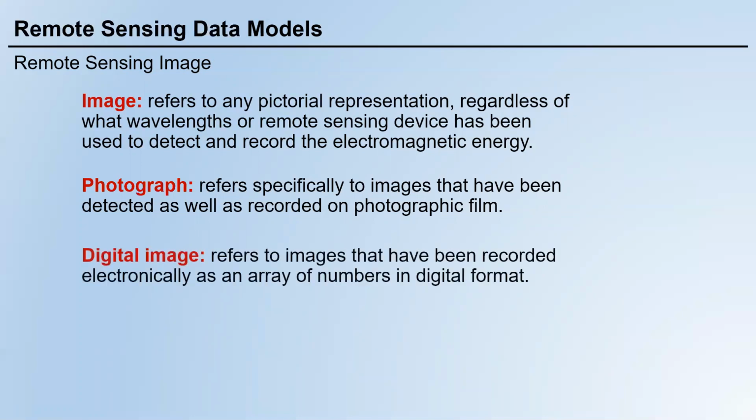But today we usually use digital image, which refers to images that have been recorded electronically instead of on a hard copy film, as an array of numbers in digital format. Okay, I'm going to show you the structure of a digital image, but you should know a digital image is nothing but a matrix of digital numbers.